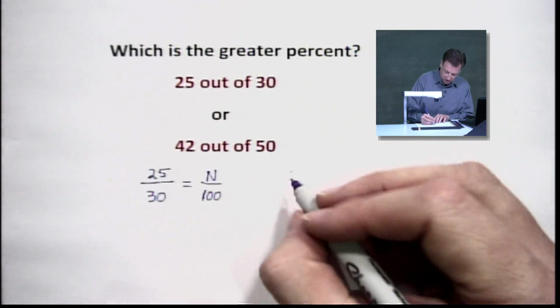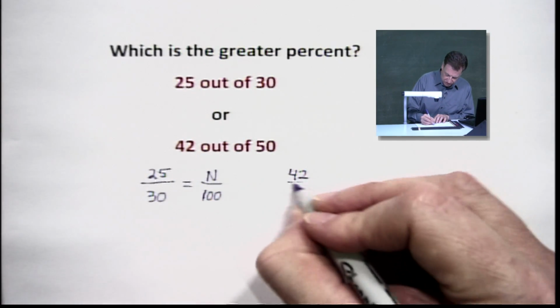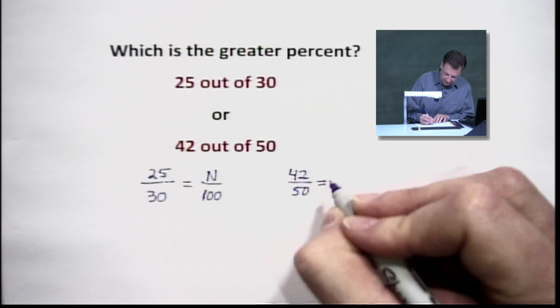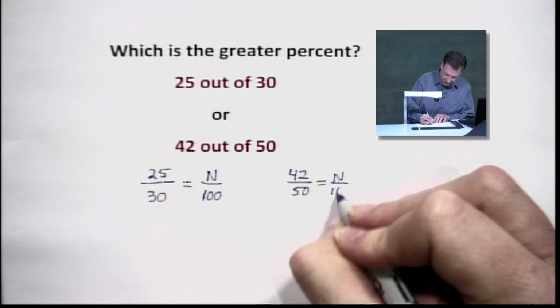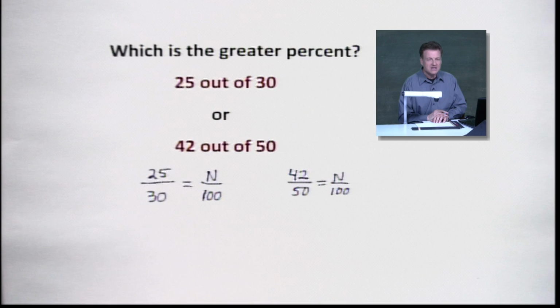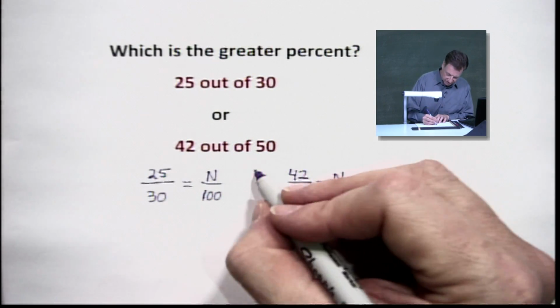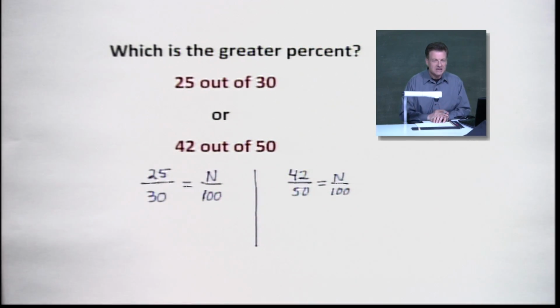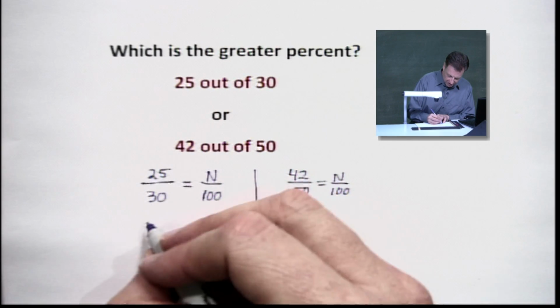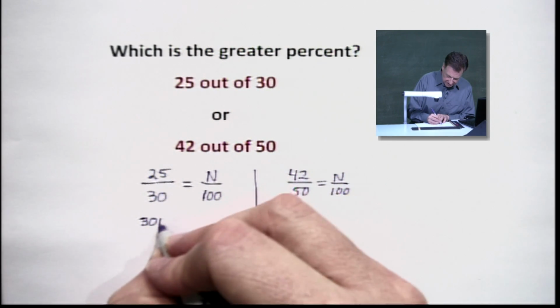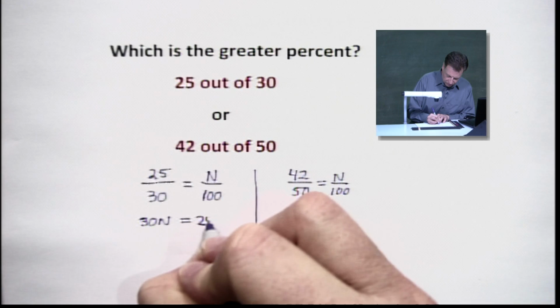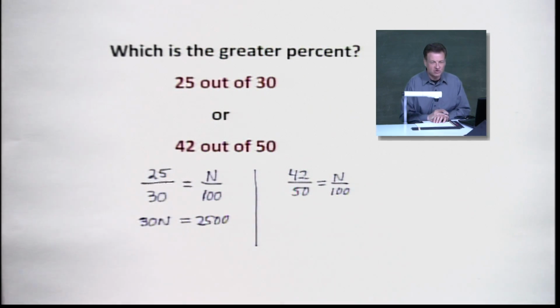Our second one over here, we're going to do the same old story. We're going to put 42 over 50 equaling our n divided by 100. All right, so let's figure it out. Right down the middle so we don't get confused. We'll draw a little line there. All right, so on the left side, I'm going to be working away here. I've got 30 times n equals 2,500.